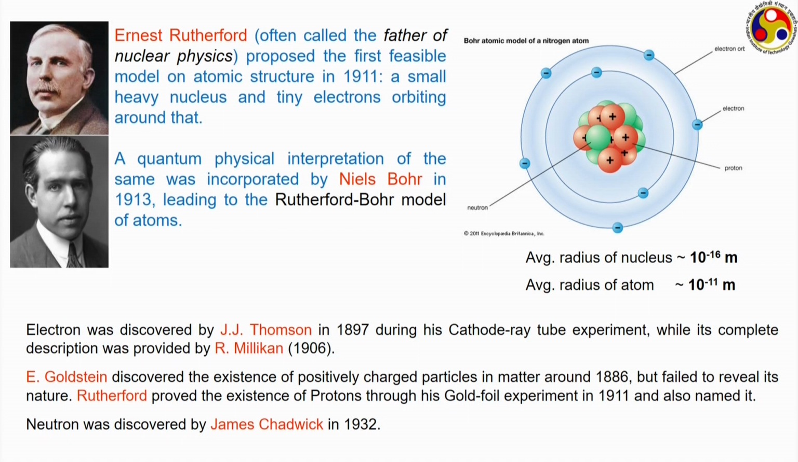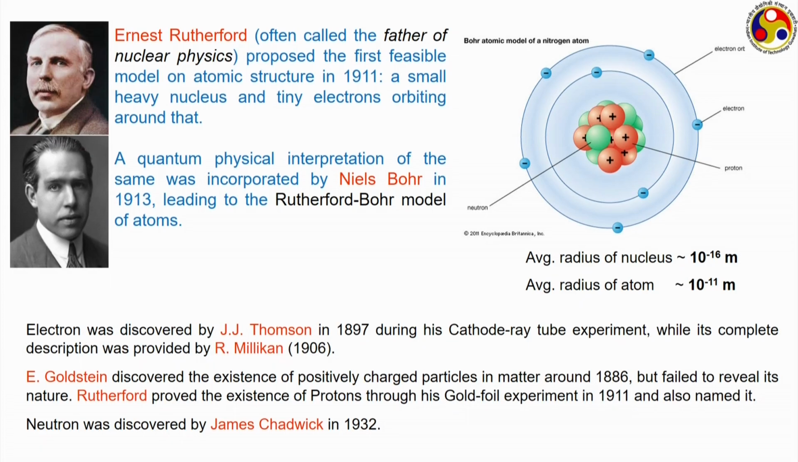There are several subatomic particles present inside the atom, and particularly in the present age of gravitational waves we should mention positrons and neutrinos, but I am not going to discuss those, because in this course we shall be restricting ourselves only to three well known subatomic particles: proton, neutron and of course electron. Electron was discovered by J. J. Thomson in 1897 during his cathode ray experiments, and the complete description of electron, particularly the measurement of its mass and charge, was given by R. Millikan around 1906.